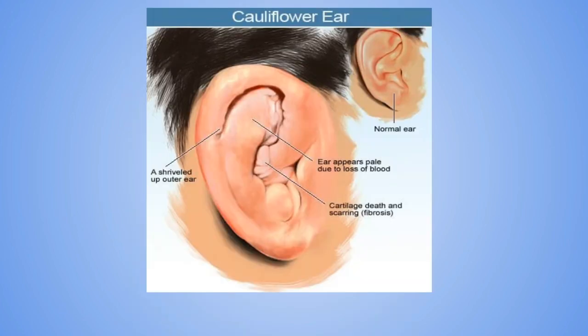Now, what is cauliflower ear? Bleeding within the auricle occurs between the perichondrium and the auricular cartilage. If this is left untreated, fibrosis occurs as the hematoma compromises the blood supply to the cartilage. Fibrosis leads to cauliflower ear, and it is usually seen in wrestlers.